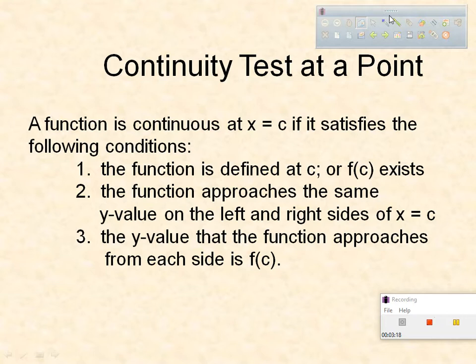So in other words, guys, if it doesn't pass step one, then you don't have to worry about the other two. Because if it doesn't pass step one, you're done. It's not continuous at that point. All right, so here are my three conditions. Your function has to be defined. In other words, what that means is you can't have undefined. Now, think back to 9th grade.